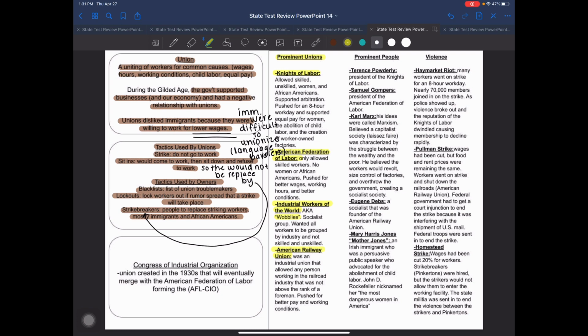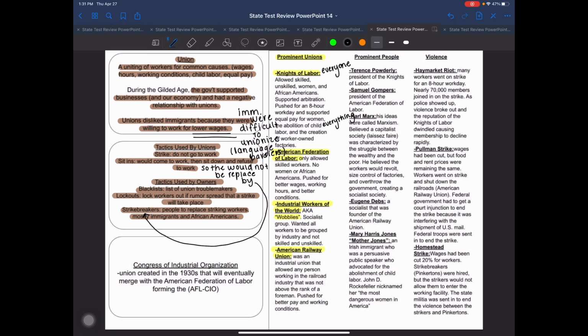Now, the first labor union that we get is called the Knights of Labor, and it's very important for you to remember the basics of the Knights of Labor. This union was for everyone, and they also focused on everything.